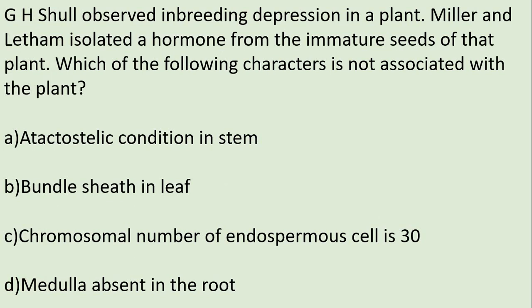G.H. Shull observed inbreeding depression in a plant. Miller and Letham isolated a hormone from the immature seeds of that plant. Which of the following characters is not associated with the plant? A. Atactostelic condition in stem. B. Bundle sheath in leaf. C. Chromosome number of endospermous cell is 30. D. Medulla absent in the root.